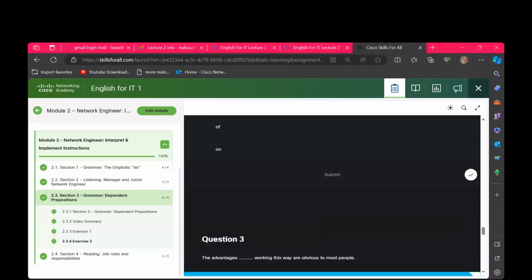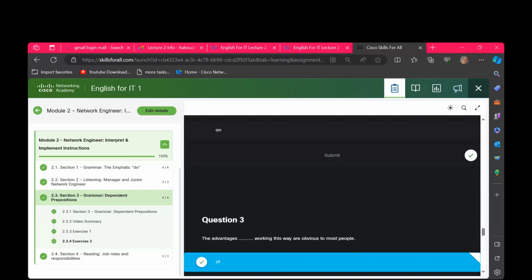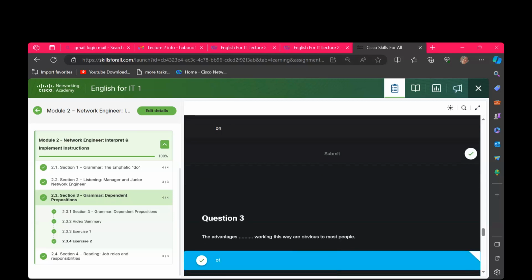Next. The advantages. كلمة advantages I know إن في ناس ممكن ما تعرفهاش هنا. كلمة advantages يعني مزايا عكسها disadvantages عيوب. So the advantages ___ working this way are obvious to most people. Obvious يعني واضح أو clear to most people. لمعظم الناس. So the advantages, bravo, of. Advantages of. طبعاً advantages هنا noun. Advantages of.